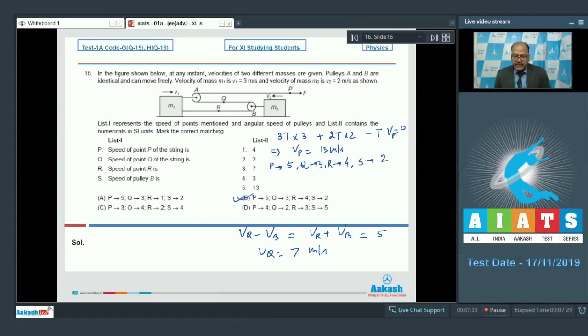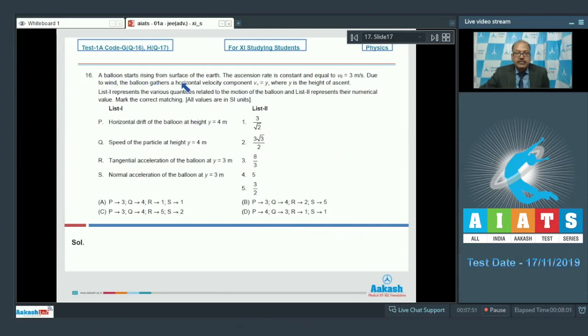Let's go to the next question now. A balloon starts rising from the surface of the earth. The ascension rate is constant and equal to V0 equal to 3 meter per second. Due to wind, the balloon gathers a horizontal velocity component Vx equal to y, where y is the height of ascent. List 1 represents the various quantities related to the motion of the balloon, and list 2 represents their numerical value. Mark the correct matching. All values are in SI units.